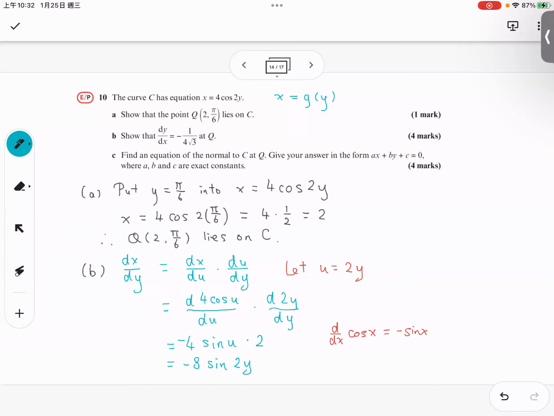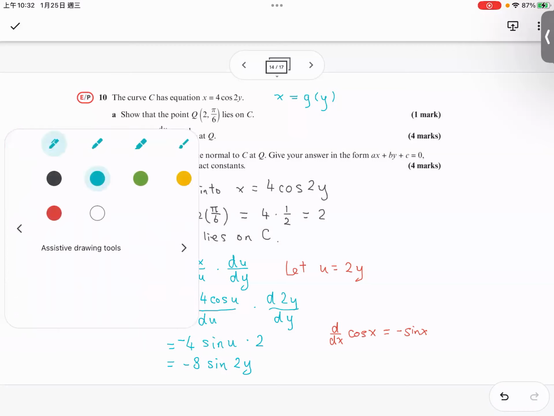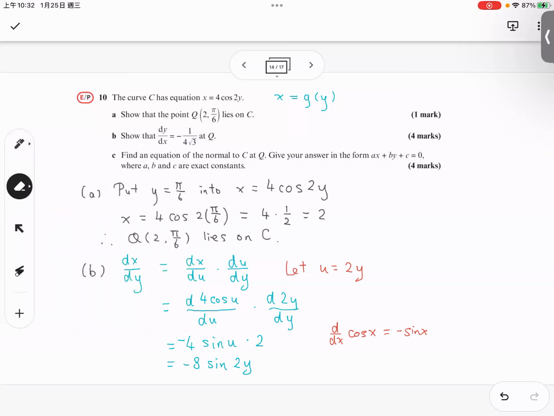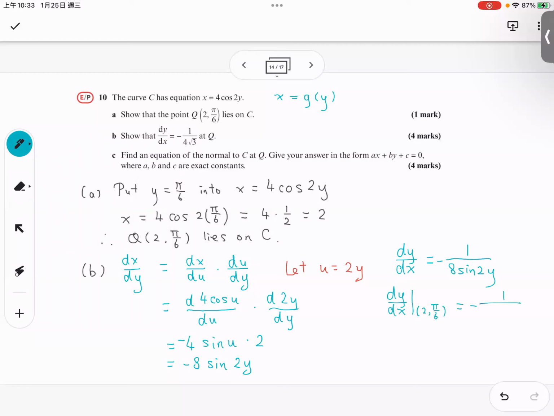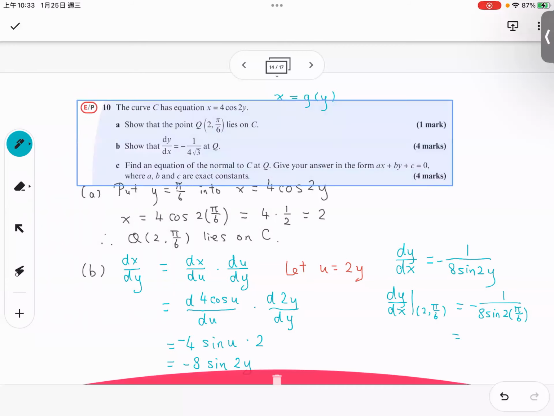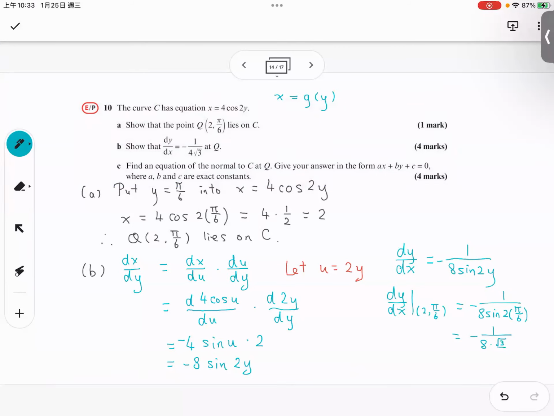Okay, after that, we plug in the point Q. Now we plug in for part B. dy over dx is obviously equal to 1 over negative 4 sine 2y. And we plug in the coordinate of Q, which is pi over 6 here. So we get negative 1 over 4 sine of 2 times pi over 6. So this is negative 1 over 4 times square root 3 over 2, so this one is negative 1 over 2 square root 3. So this is part B.